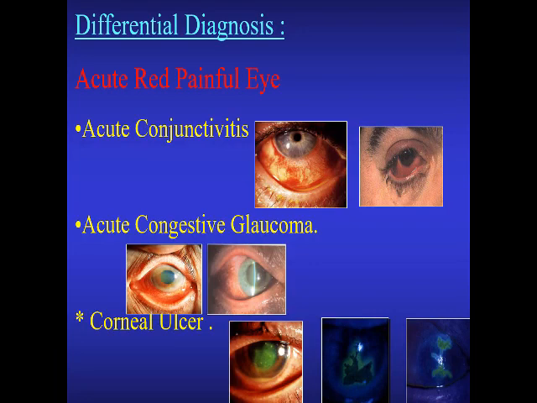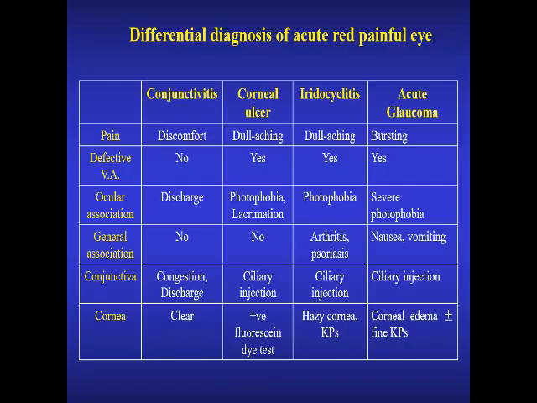Iridocyclitis should be differentiated from other causes of acute red painful eye, such as acute conjunctivitis, acute congestive glaucoma, and corneal ulcer. This table shows the difference between the four categories of acute red painful eye, and these are the differentiating points: the presence of pain and its characteristics.